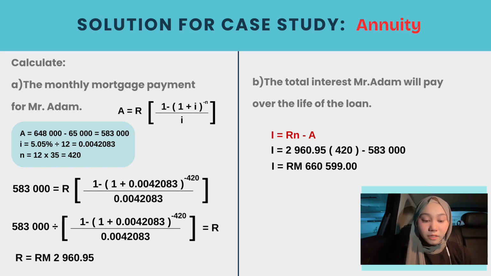To find the total interest, interest equals 2,960 ringgit and 95 cents times 420 minus 583,000. That equals 660,599 ringgit.